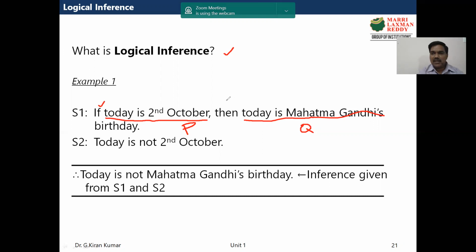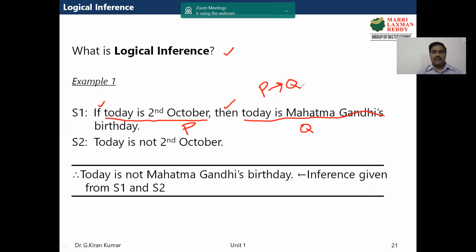So if-then means what? If-then means it is implication. So therefore, this English statement, by assuming this P and Q, what is the propositional function? This is nothing but P implies Q. The first statement I can write as P implies Q.